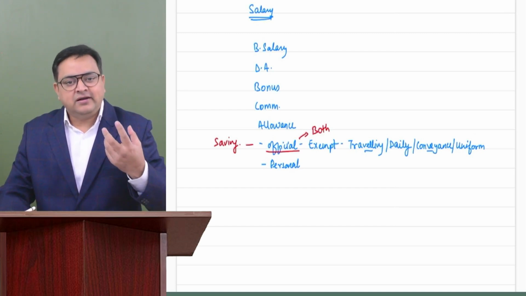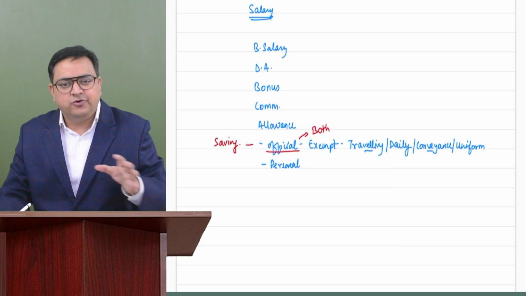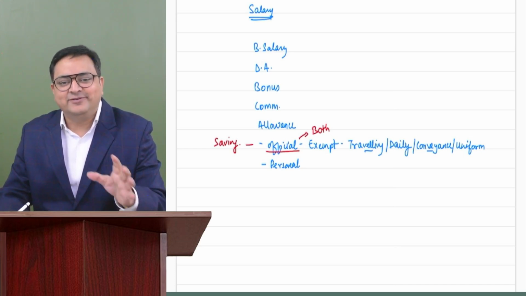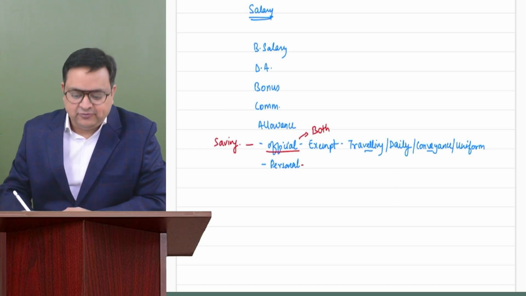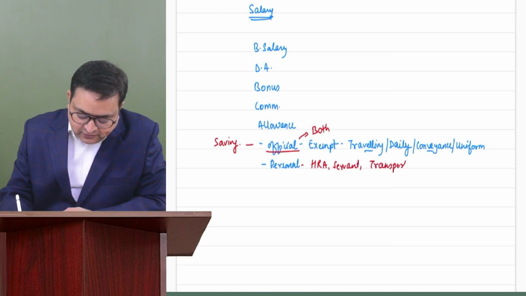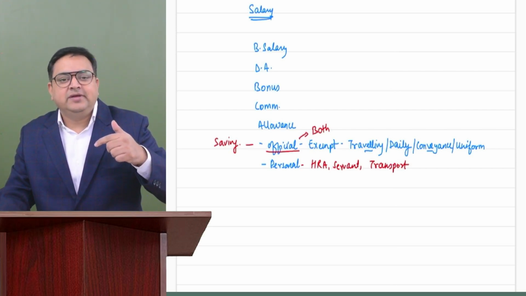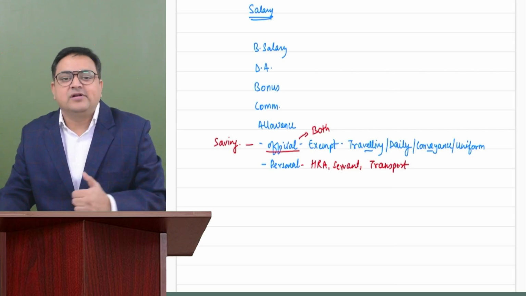Okay. Personal allowances. Personal allowances are for our benefit. Whatever money we can take home, mostly 99% of allowances are personal allowances. There are various examples of personal allowances. House rent allowance is your personal allowance. Servant allowance is your personal allowance. Transport allowance. What is transport allowance? The allowance given to you for commuting between the home and office, from home to office and then back. That is called transport allowance.